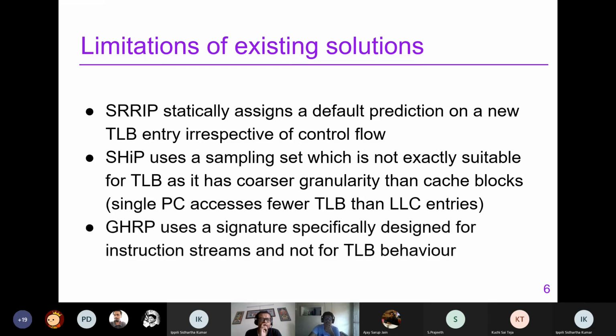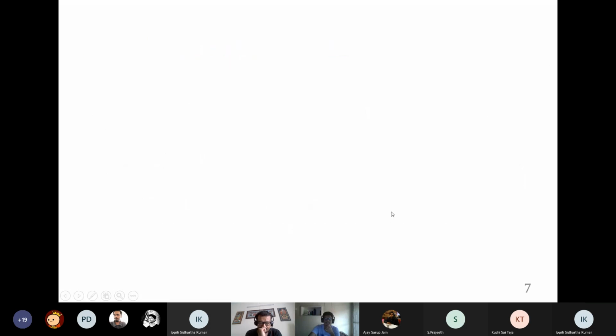Finally, GHRP stands for Global History Reuse Prediction, and its structure is similar to SHiP. It is a state-of-the-art replacement policy specifically designed for instruction streams, like iCache and BTB replacement, and it's not meant for TLB behavior. So these are the limitations. All of these are meant for caches, and that is the single most glaring limitation of the previous solutions.